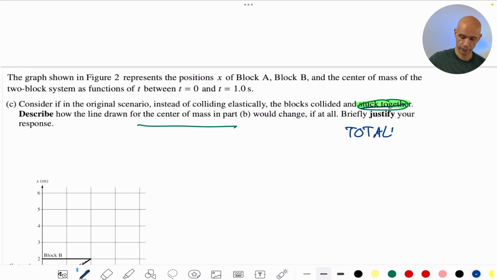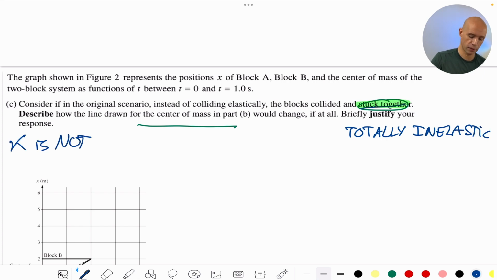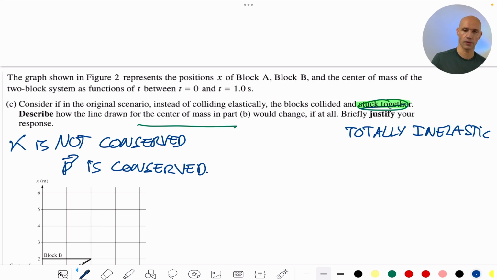Totally inelastic. What happens in that case? K is not conserved. So forget about using that equation. But P is conserved. Again, it's an instantaneous collision. So, what is the question? Describe how the line drawn on the center.